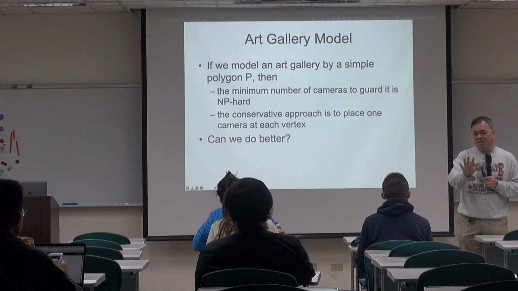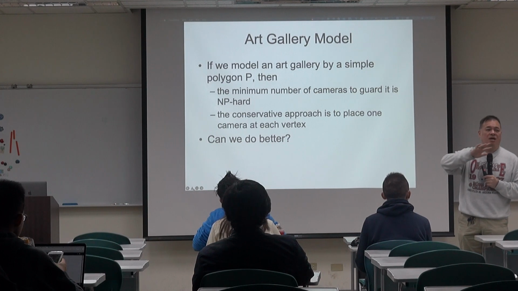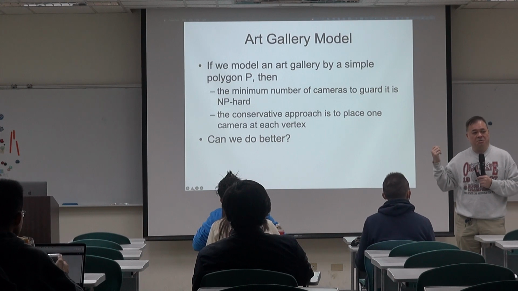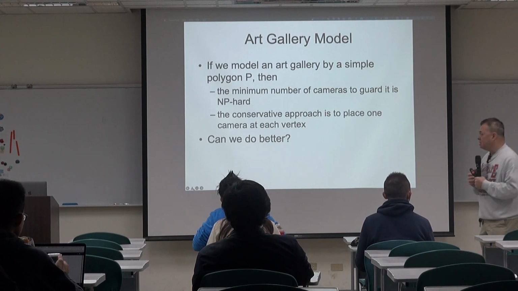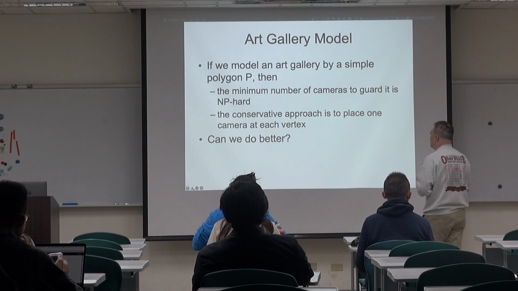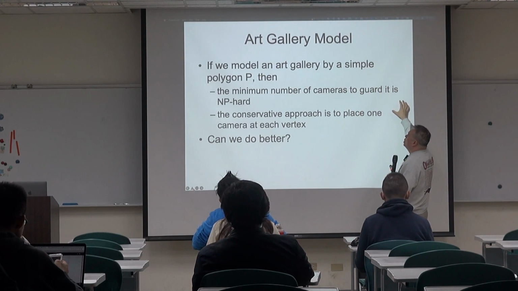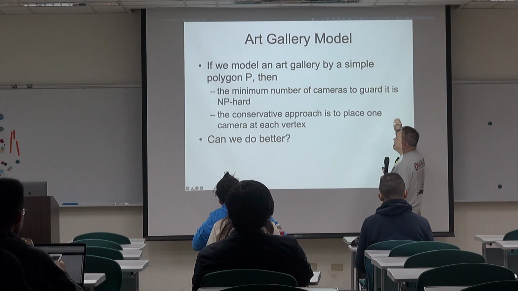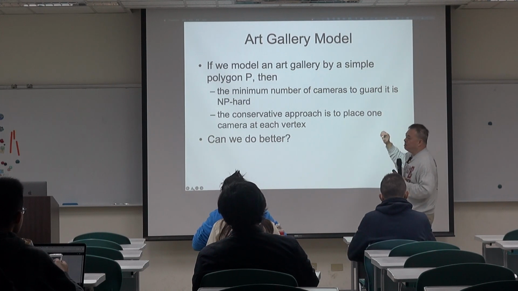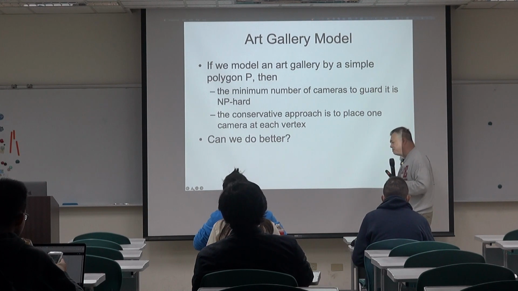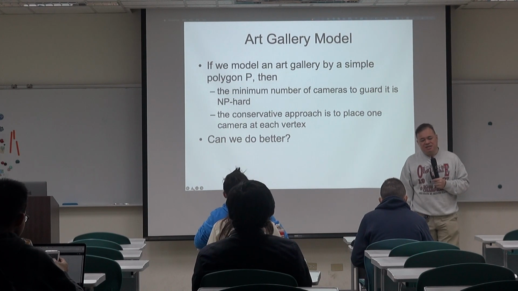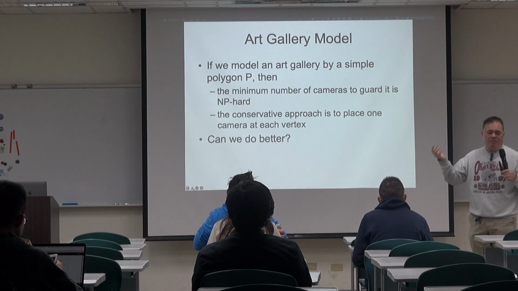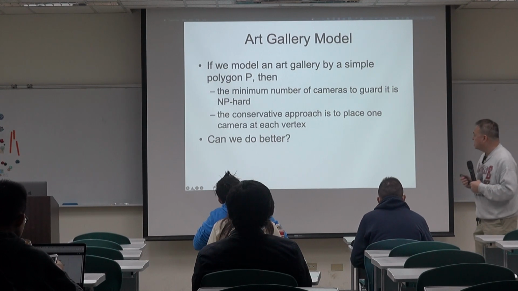As for how to prove that this problem is NP hard, it is beyond the scope of this class, so I will not talk about that. If you are interested, there are references at the end of the chapter. You can take a look to see how to prove that this problem is NP hard. But anyway, we want to place as few cameras as possible, right? Even though we may not be able to easily find the minimum number of cameras, we would like to reduce the number of cameras, for sure.